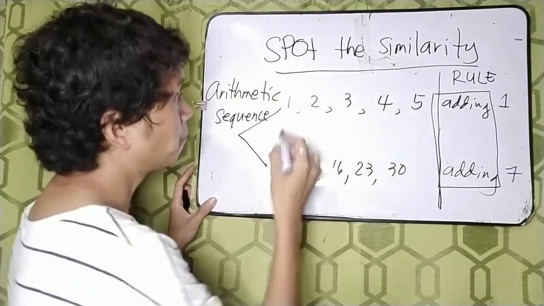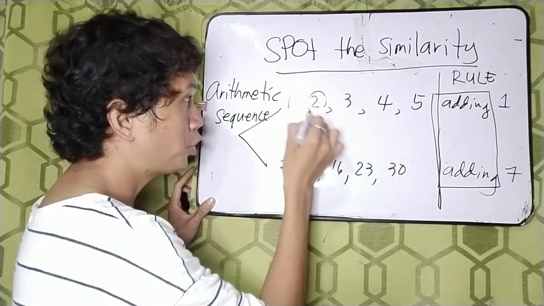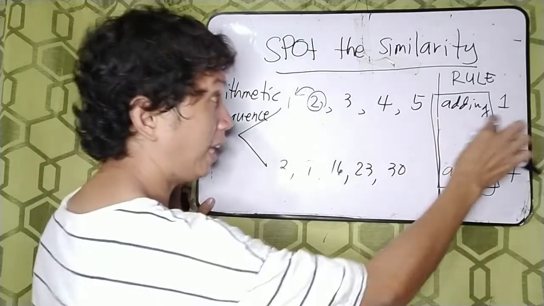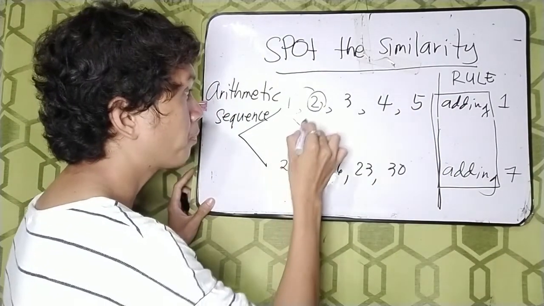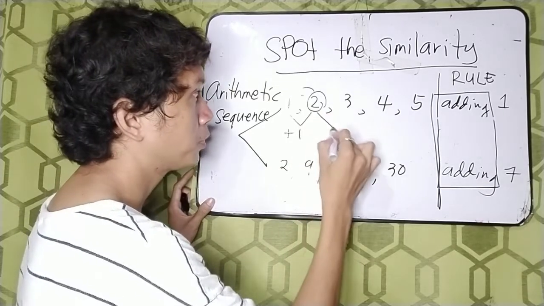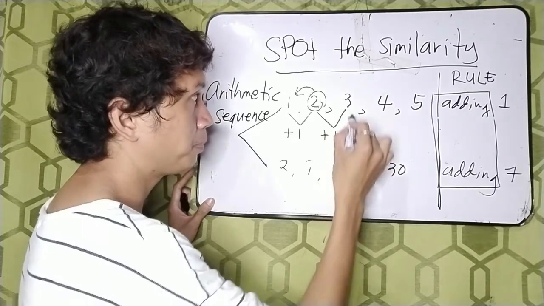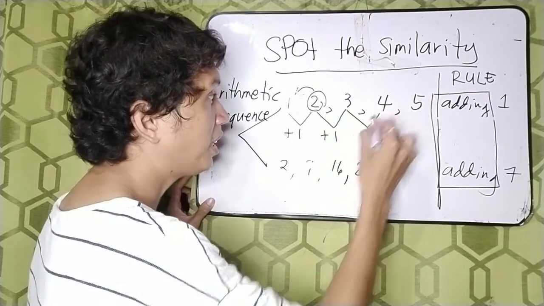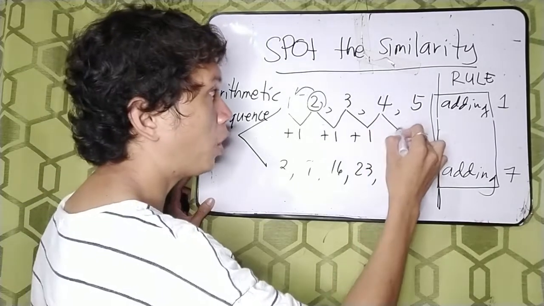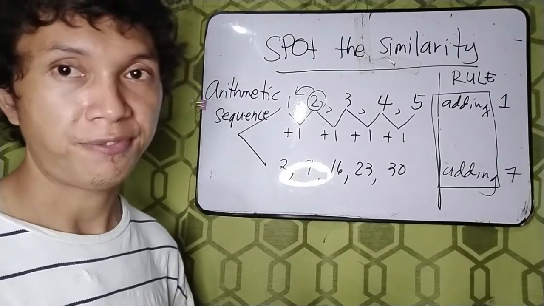For you to see, how are we going to get 2 from 1? Simply, the rule is adding 1. So 1 plus 1, that is 2. And 2 plus 1, that is 3. And 3 plus 1, that is 4. And 4 plus 1 is equals to 5.